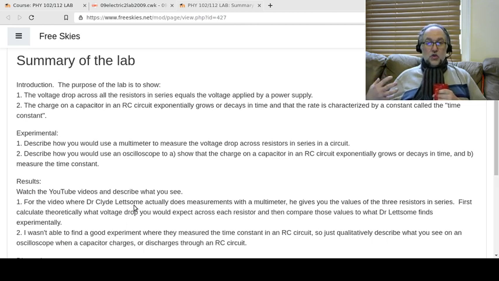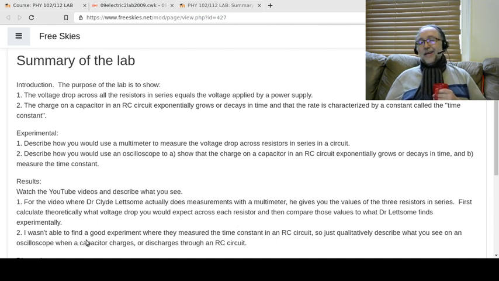So basically you're going to do it theoretically using the three resistor values, and you'll see those values in the video, and then you'll calculate the voltages and then compare them to what he got. They're not perfect. It's a little off. I did it, and it's a little off, but it's pretty good. So that's basically for number one here, for the voltage drops across resistors.